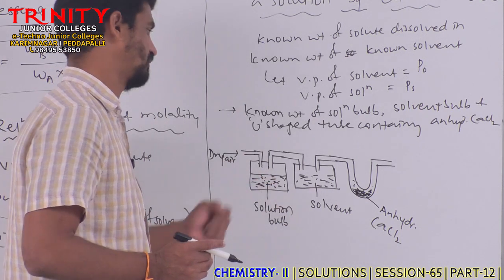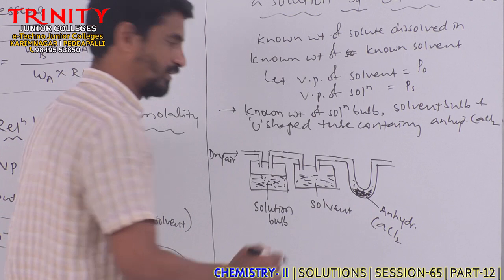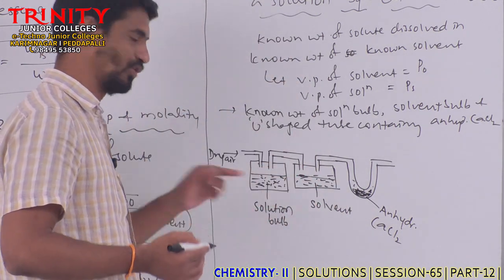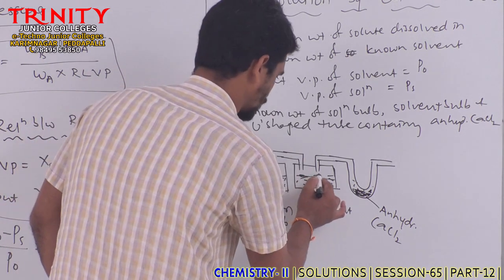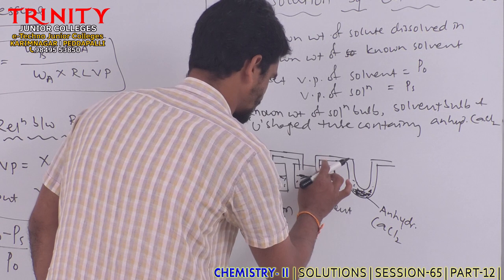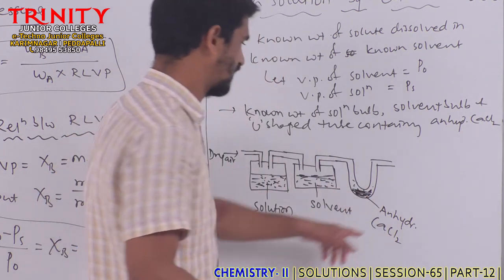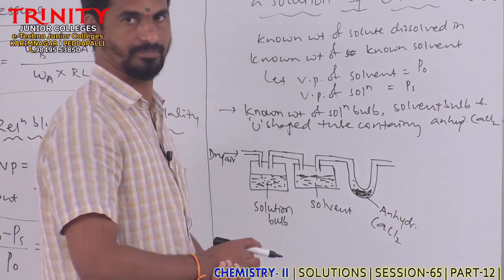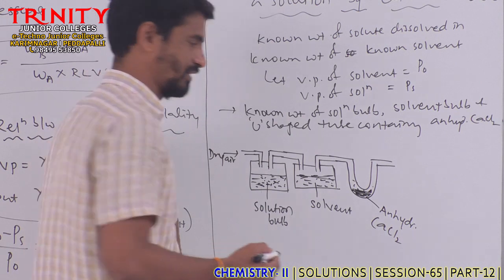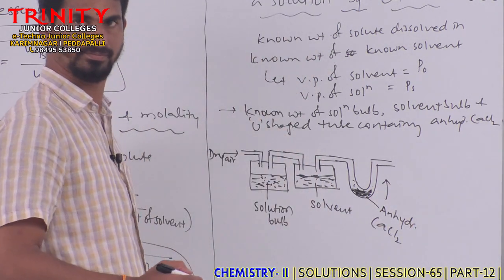Then the air enters the solvent bulb, where it absorbs some more vapor. The solvent vaporizes more than the solution, so it absorbs more vapors here. The air saturated with vapors is then passed through the anhydrous calcium chloride, which absorbs all the moisture present in the air. By that, the weight of the calcium chloride tube increases.